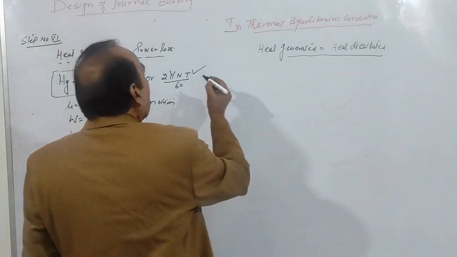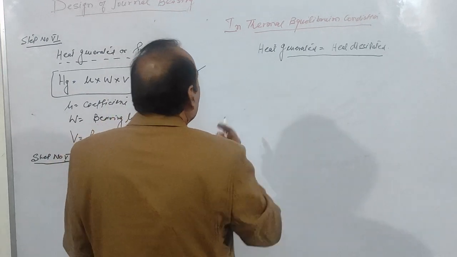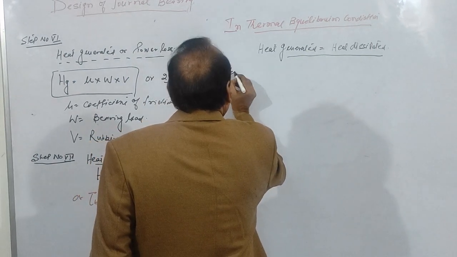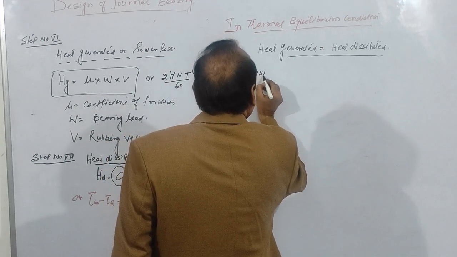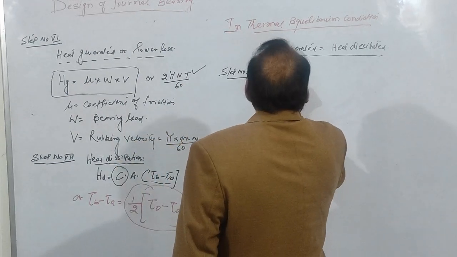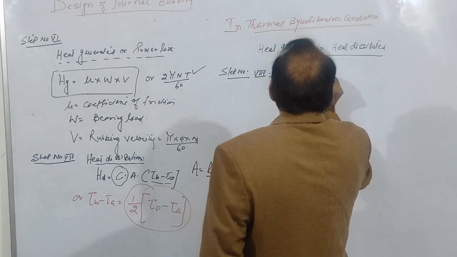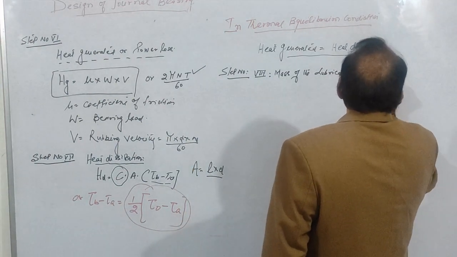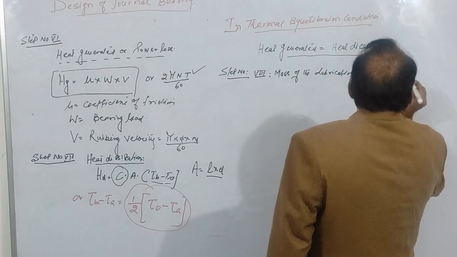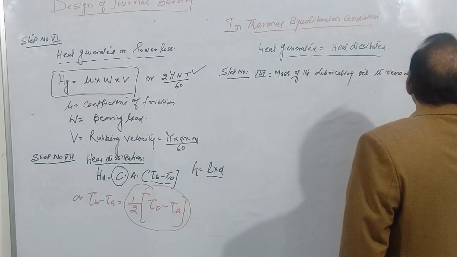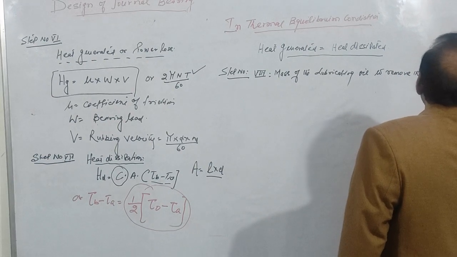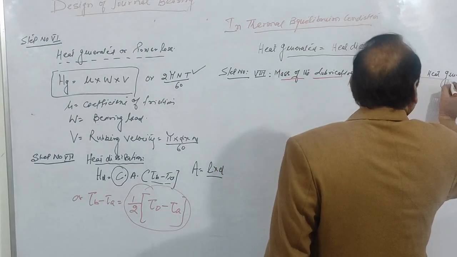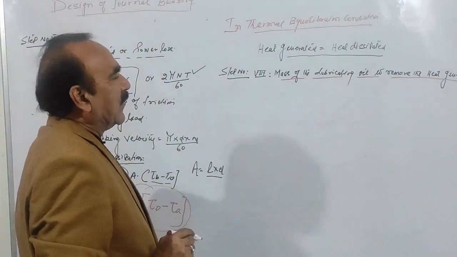Now next thing is you want to calculate the mass of the lubricating oil, step number 8: mass of the lubricating oil to remove the heat generated. Next step is that we have to find the mass of the lubricating oil to remove the heat generated.